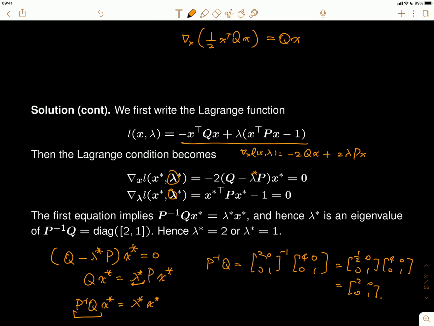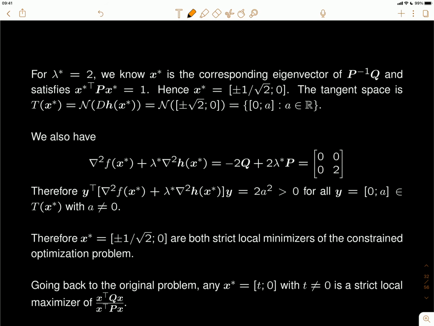And then we can find the corresponding x star. So let's continue with that. If lambda star is equal to 2, then x star is the corresponding eigenvector of that, so that means it also satisfies this equal to 1.